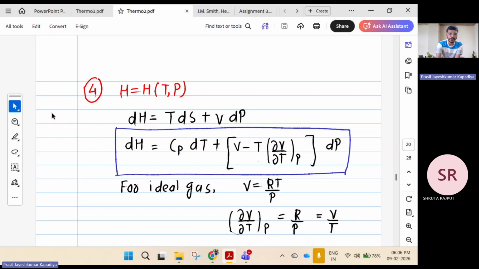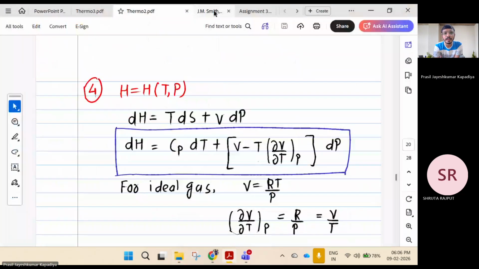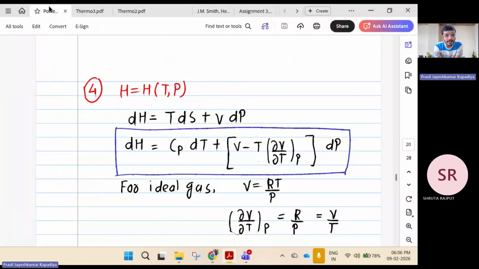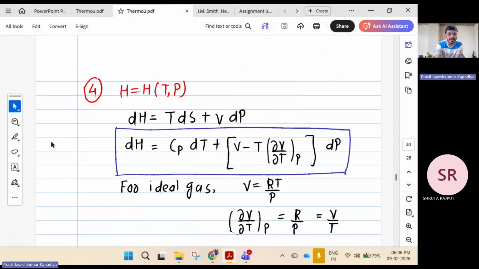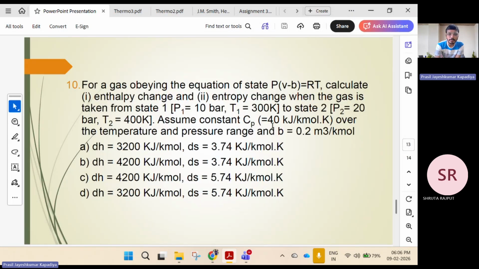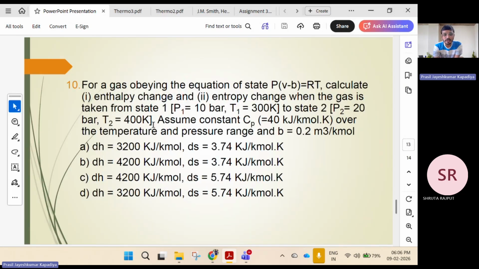So we had a look at this particular equation. We are supposed to find dH and dS. So what is dH? dH is just simply this equation, and when I integrate it, I can calculate delta H. So Cp is given to us in the problem statement, Cp is equal to 40 kilojoules per kilomole Kelvin, and dT, if I integrate this, will be just delta T, that is T2 minus T1. So my T2 is 400 Kelvin and T1 is 300 Kelvin. So my delta T is nothing but 100 Kelvin.